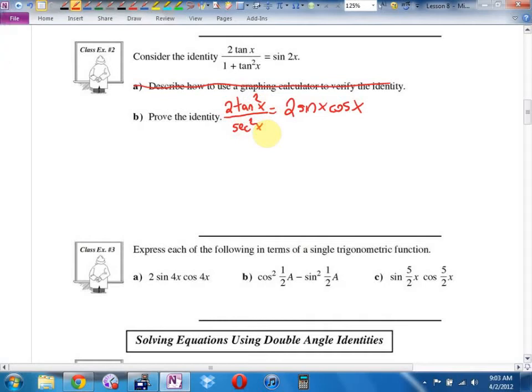Oh, the tan on the top isn't squared. That's good, because I was doing the math in my head and saying, hey, wait a minute. I'm in a slump, an April Fool's slump.